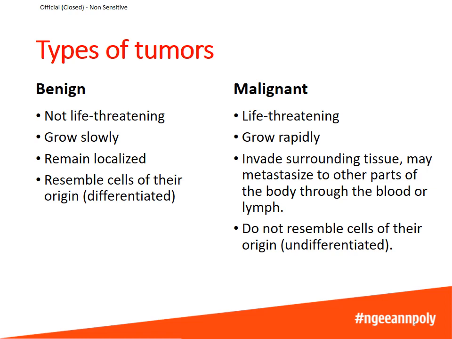For malignant tumors, they generally do not resemble cells of their origin, or we also say that they are undifferentiated. So using the same example of a skin tumor, if it was a skin cancer, let's say you look at the cancer cells under a microscope, you would see that they do not look similar to normal skin cells. So they do not look like the specialized cells that they are supposed to be. Benign tumors are also usually encapsulated by a membrane that is surrounding the tumor, whereas malignant tumors are not encapsulated.